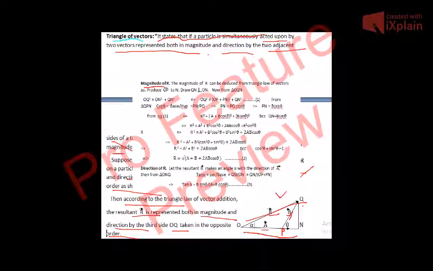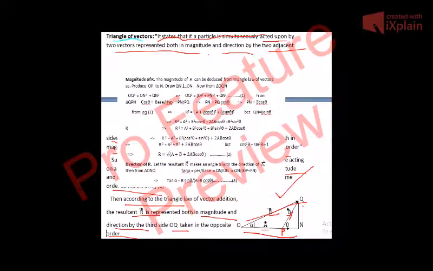Now let us find the magnitude of R. The magnitude of R can be deduced from the triangle of vectors, but we have to do some construction. First we produce OP to N. Then we draw QN perpendicular to ON.